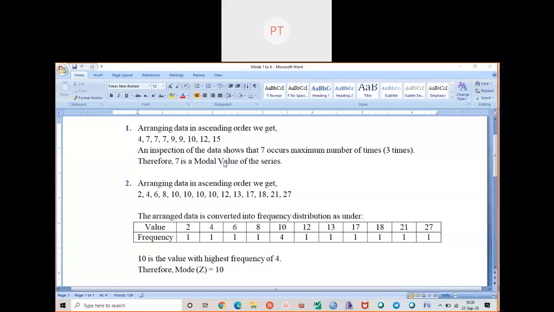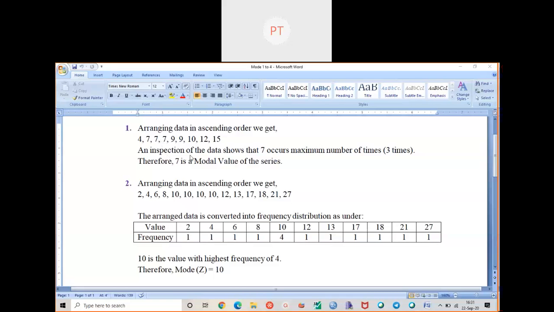As you can see in question number 1, the occurrence of this value 7 is maximum, which is 3 times. 9 is appearing for 2 times, 10 for 1 time, 12 for 1 time, 15 for 1 time, and 4 for 1 time. But this 7 is occurring for 3 times. So we can say finally that 7 is the mode here.